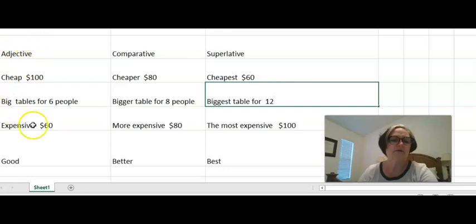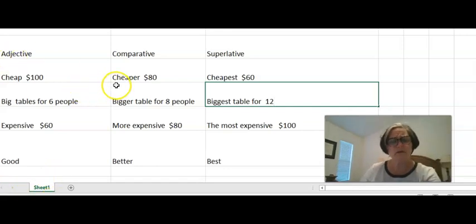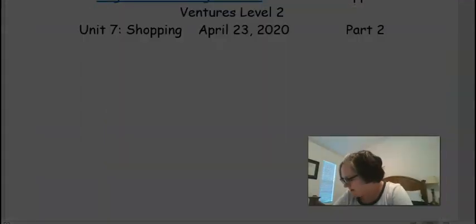Okay? So here's the adjective and then the comparative and the superlative. The superlative is always going to be the most: the cheapest, the most expensive, the biggest, the tallest, whatever adjective you're using, it's going to be the most, okay? So go ahead and you might want to jot some of that down so that you know how we're using these words.